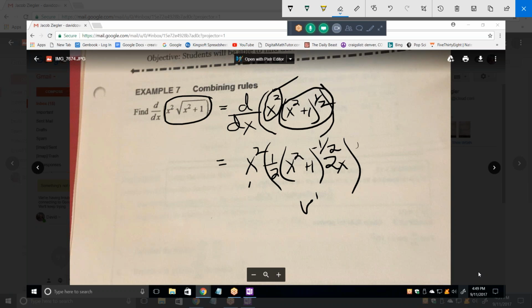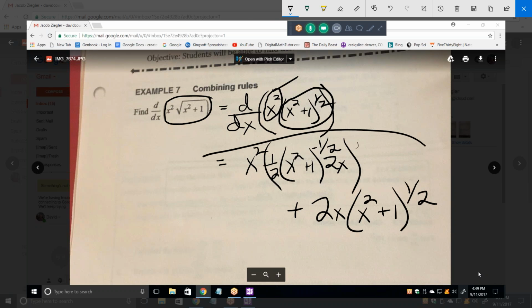Now let's do the rest of it. Plus, now do the reverse. Okay, so it would be plus 2x times x squared plus 1 to the half power. There's your answer. That's the answer.